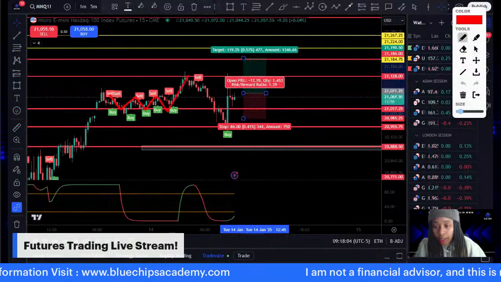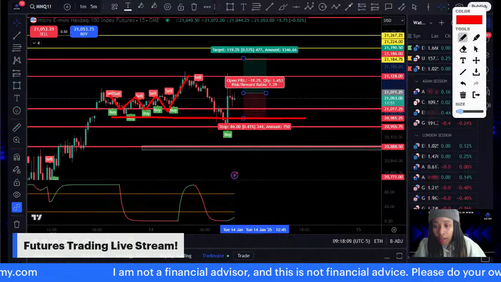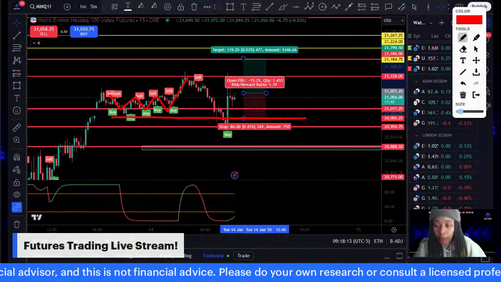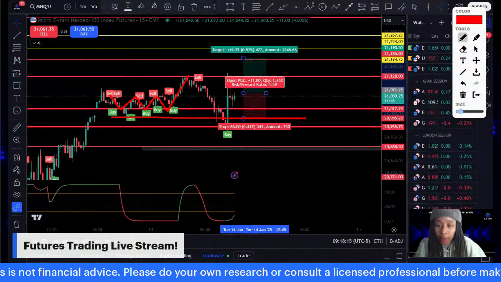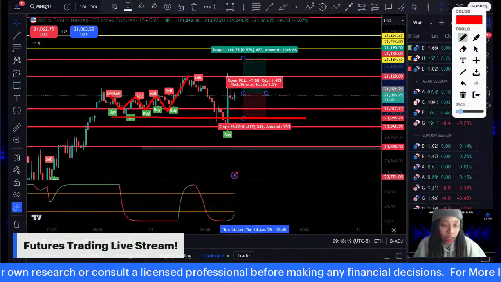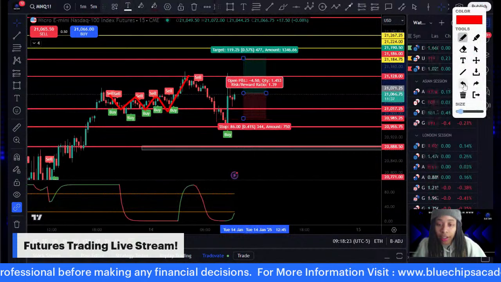Found support here at this level. So I would want my stop loss right under there, as kind of a preventative mechanism for my stop loss. Okay, so that's what I'm looking at, that 20,985 type of setup. All right, so now there's my stop loss.